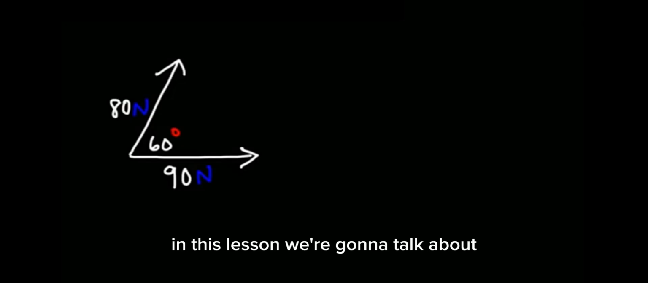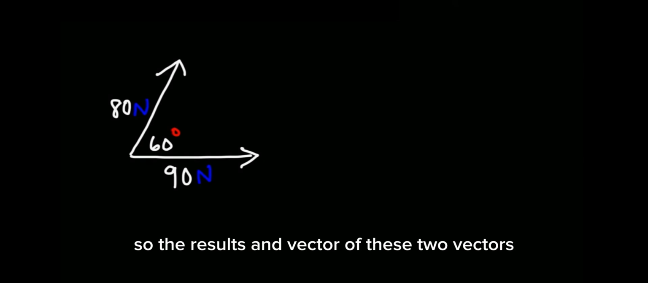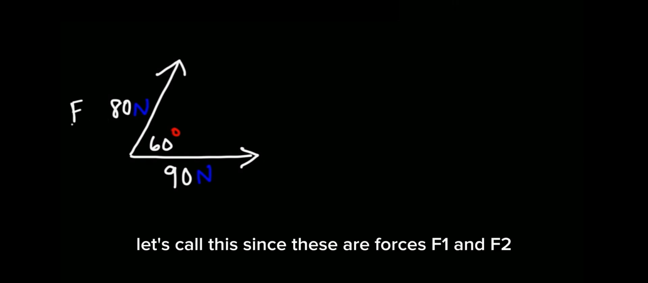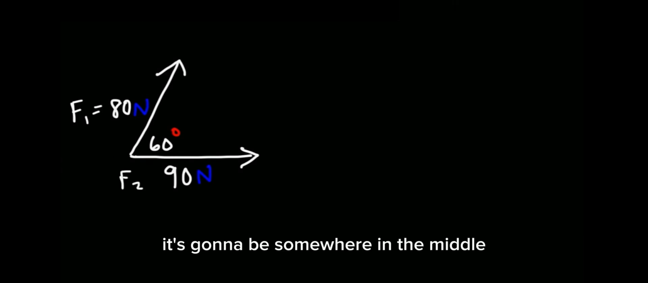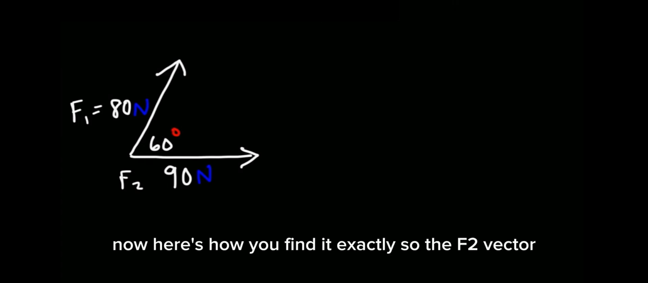In this lesson, we're going to talk about how to use the parallelogram method to find the magnitude of the resultant vector. So the resultant vector of these two vectors, let's call them, since these are forces, F1 and F2, is going to be somewhere in the middle. Now here's how you find it exactly.